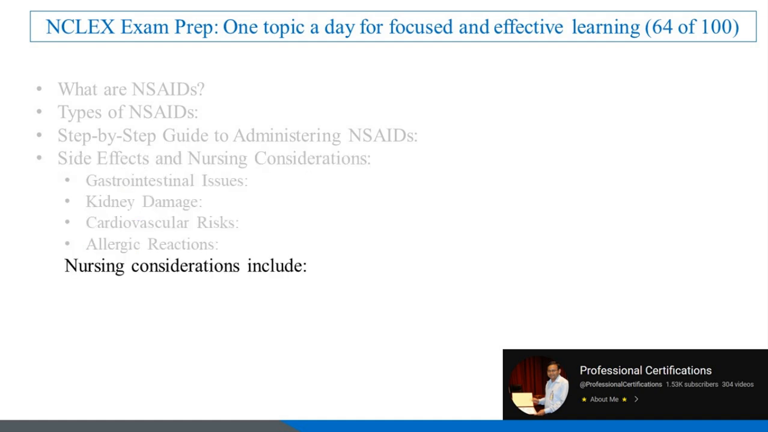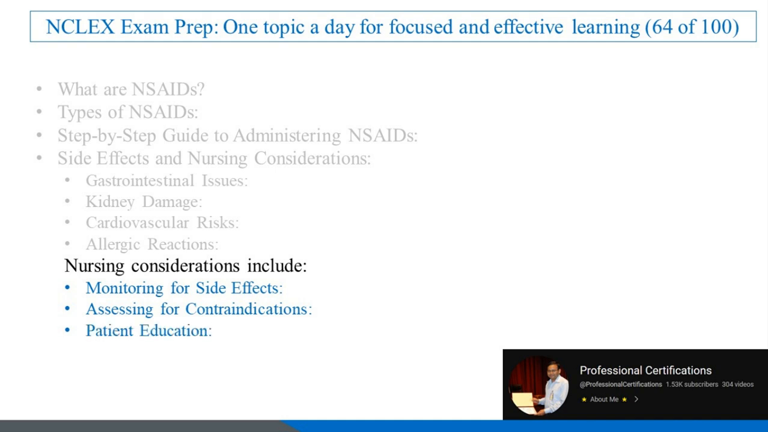Nursing considerations include monitoring for side effects, watch for signs of gastrointestinal bleeding or kidney dysfunction. Assessing for contraindications, avoid NSAIDs in patients with peptic ulcer disease, kidney disease, or a history of allergic reactions. Patient education, teach the patient about the risks of long-term use and the importance of adherence. Regular follow-up, monitor the patient's kidney function and blood pressure, especially with chronic use.